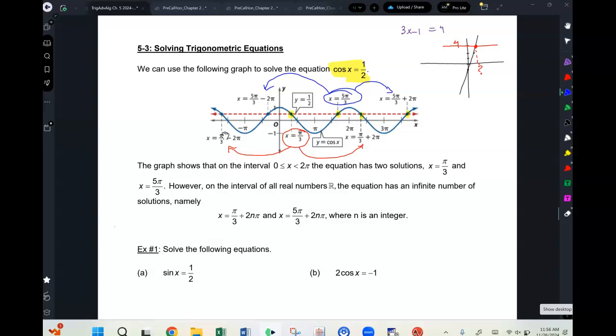So the way in which we write that is we say x is equal to pi over 3 and 5 pi over 3 if we're looking just from 0 to 2 pi. Or if we're looking at the whole number line, we say it's pi over 3 plus 2n pi, 5 pi over 3 plus 2n pi. What does n pi mean? It's because I can go plus 2 pi, then plus 2 pi twice, then plus 2 pi 3 times. So n times I can go plus 2 pi.